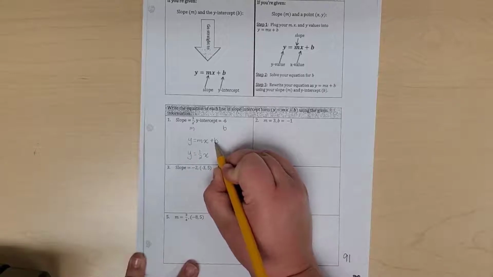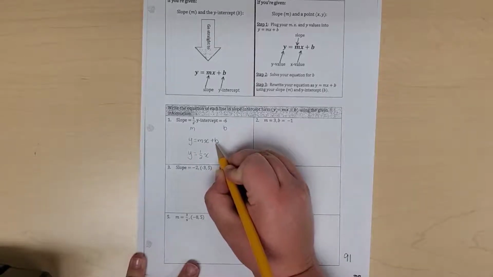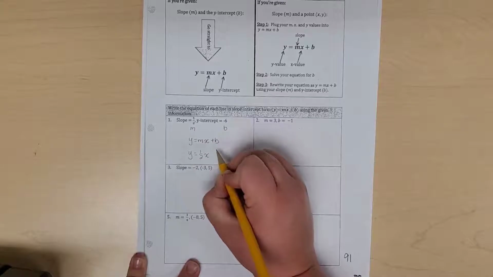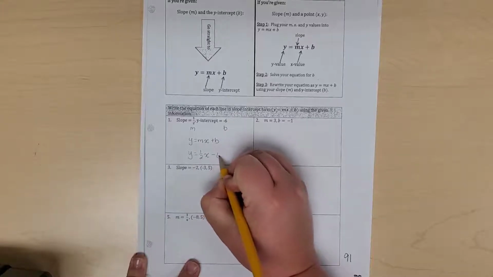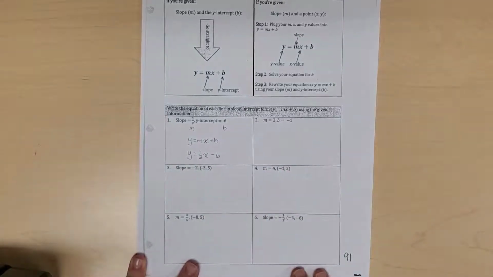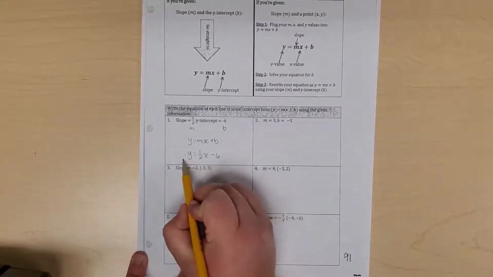So you would get plus -6 here, but we don't want to have a plus and a minus right next to each other. So we're just going to put -6. That minus will represent the negative that's in the 6. And that's it. That's your equation.